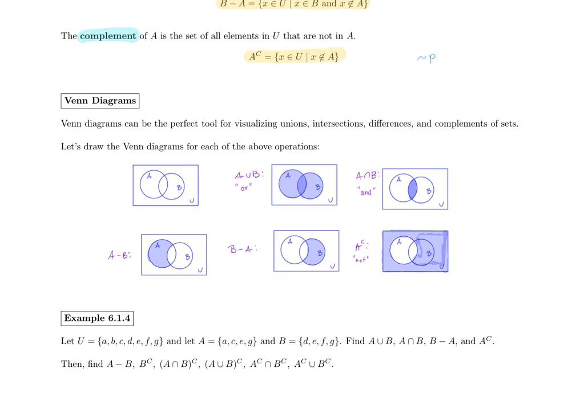And the last one is the complement of A. Well, it's everything that is not in A. So you notice A is the only thing not colored in. Everything else is colored in. So A's complement is everything in the universal set that is not in A.